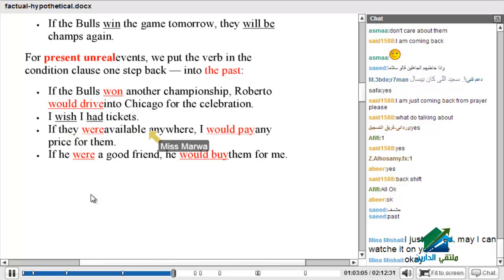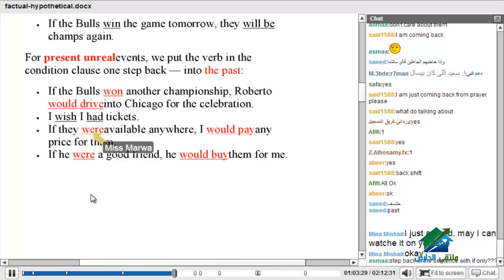If they were available anywhere, I would pay any price for them. و take care. في حاجة ضروري قوي ان were دايما مع if even your subject he she was whatever. حتى الحاجات اللي بتاخد was برضو هنحط لها were. It's okay. يعني anything if I were, if you were, if she were, if he were, okay. Yes, with F only, yeah.